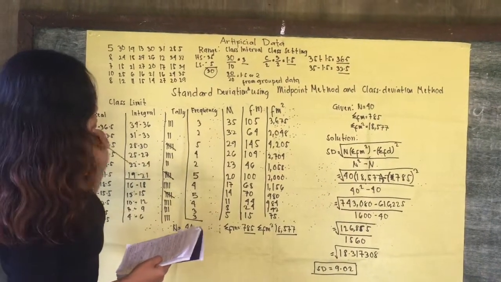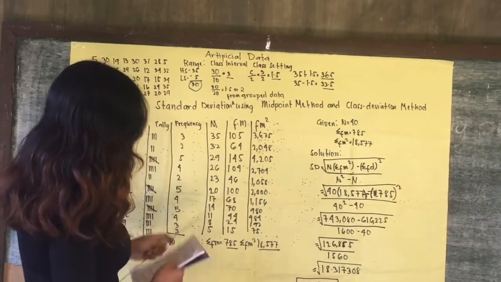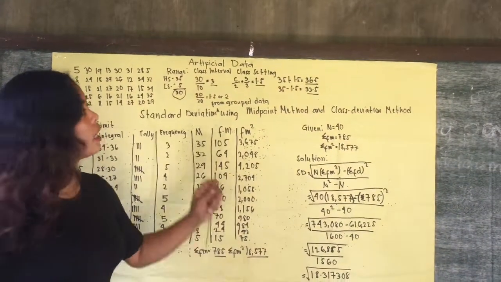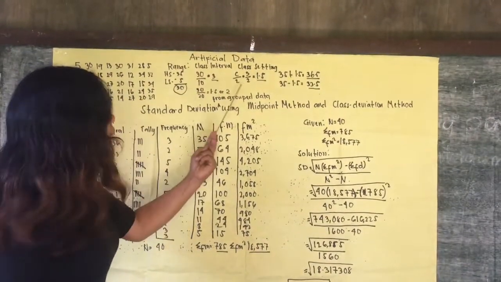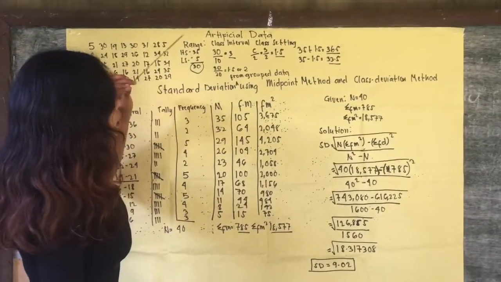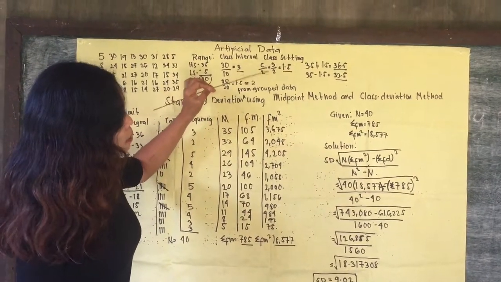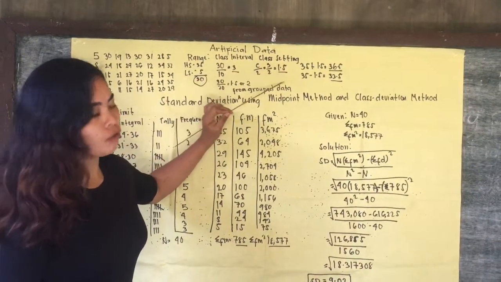Then next we have the class setting. To work for the class setting, you simply get 1/2 of your class interval. So 3 divided by 2 is equal to 1.5.